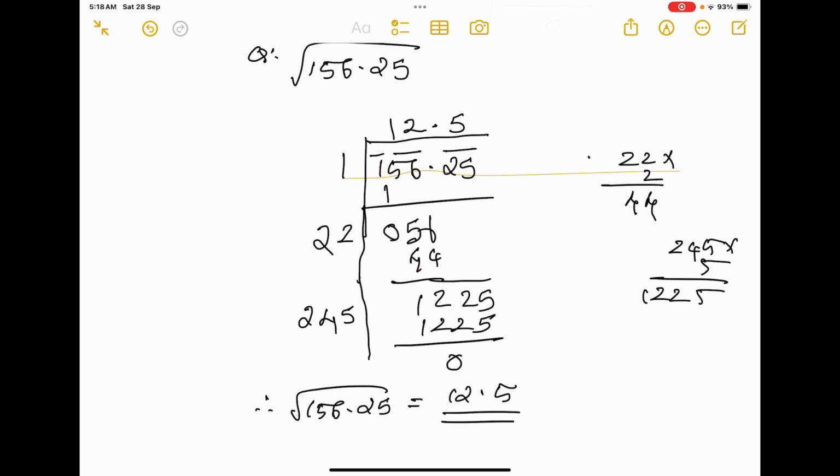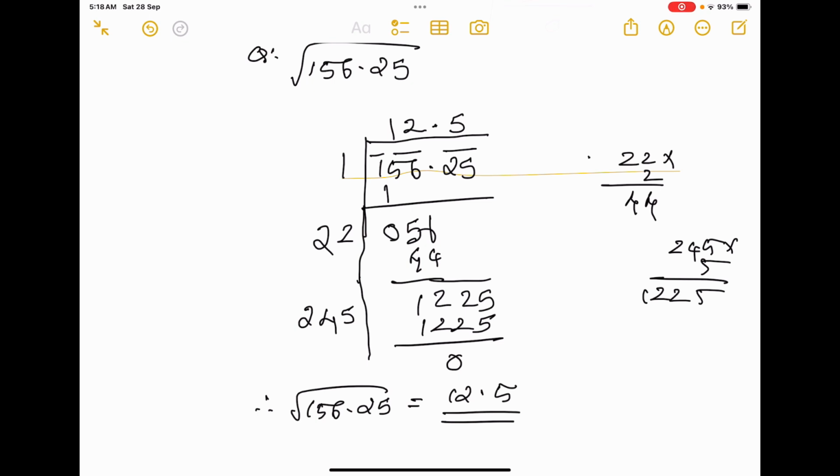Then write twice of 12 on the left side, 24. We get 1225 divided by 24. You need the number which is less than or equal to this. If it gets an equal number, then it is a perfect square. So here the first place is 5. We can guess that number, 5.